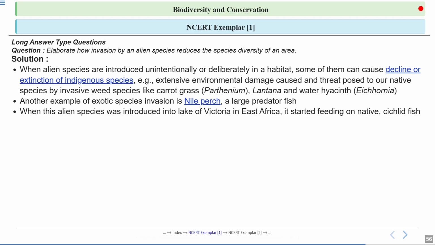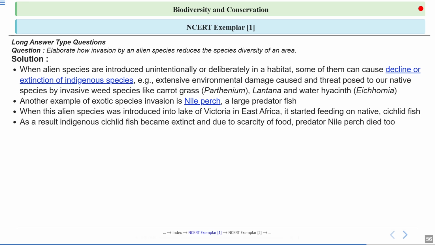We have discussed the Nile perch. This is an alien species. It was introduced in Lake Victoria in East Africa, and it started feeding on native cichlid fish, and the population of cichlid fish decreased. As a result, indigenous cichlid fish became extinct.